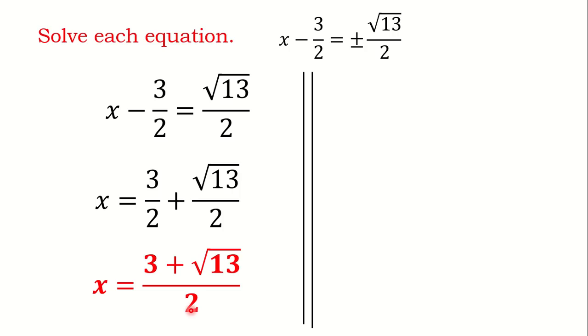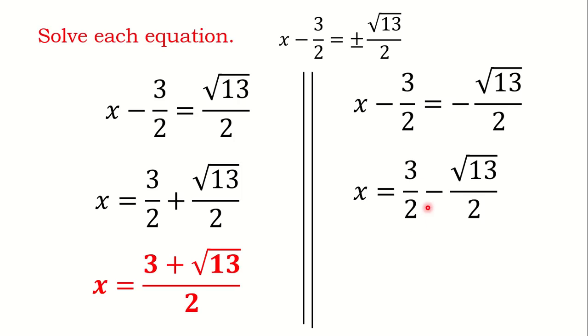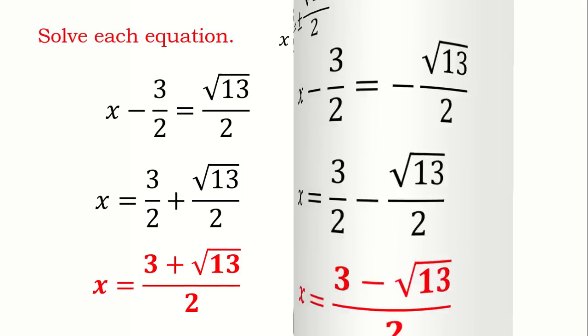Okay. Ganun din ang proseso sa kabilang side. X minus 3 over 2 is equal to negative square root of 13 over 2. So, lipat natin si negative 3 over 2 dun sa left side. So, anong mangyayari? Magiging 3 over 2 minus square root of 13 over 2. So, the value of x is equal to 3 minus square root of 13 over 2. Okay. I hope nasusundan nyo na yung proseso how to solve quadratic equation by completing the square. So, I'll give you another example.